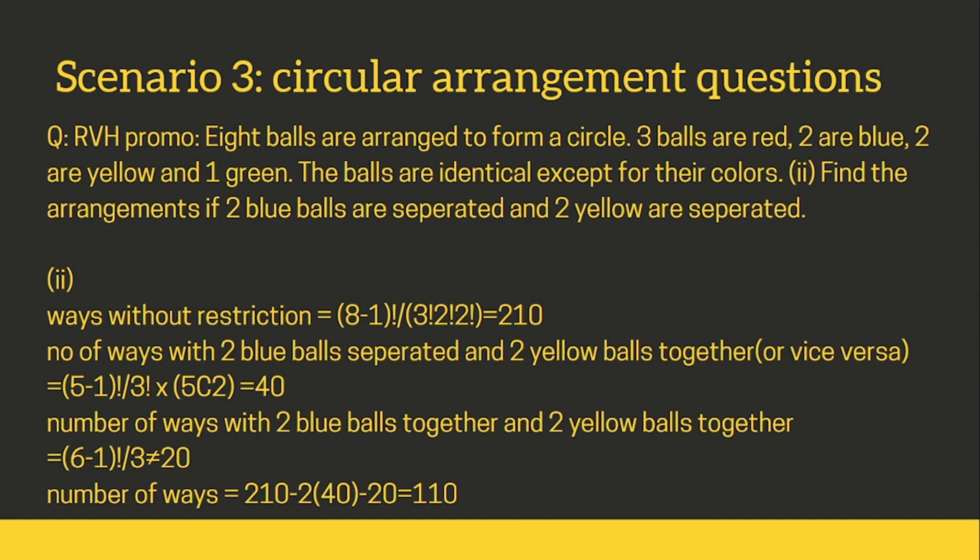Part 2. Find the number of arrangements if 2 blue balls are separated and 2 yellow are separated. So in this case, we want 2 things to be separated at the same time. So first off, we try and take a complement. Similar to one of the previous examples, we're going to take all the possible ways, minus the ways where 2 blue balls are together, 2 yellow balls are together, and then the scenario where both of them are together.